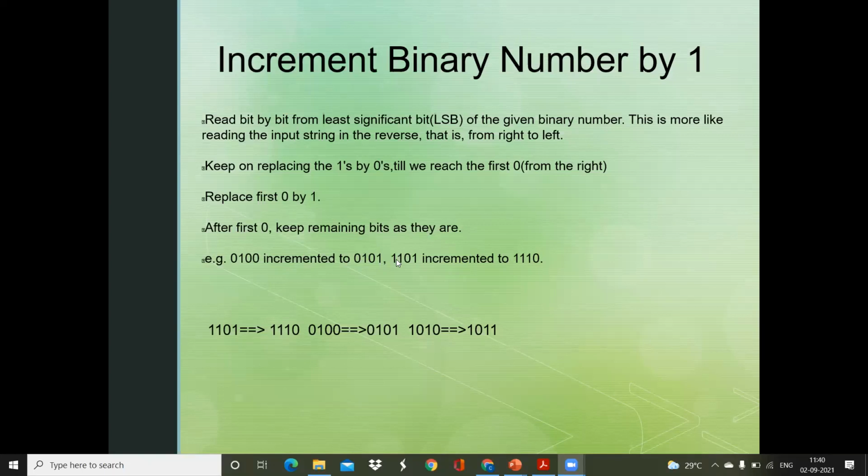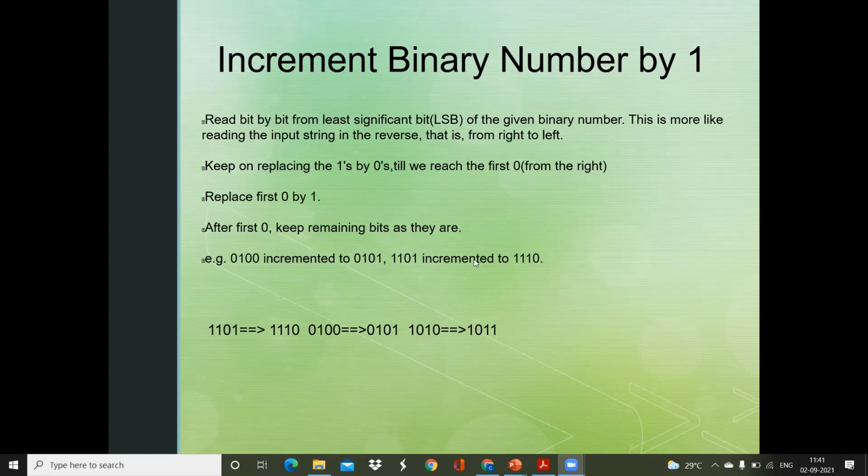Now, if you have another input 1101, you will start from the right-hand side. So you will read this one. As mentioned in the algorithm, this rightmost one gets replaced with 0, as we keep on replacing ones by zeros till we reach the first 0. So this one is replaced by 0. Now this is your first 0, so replace your first 0 with 1. That is the reason you will get this as 1.